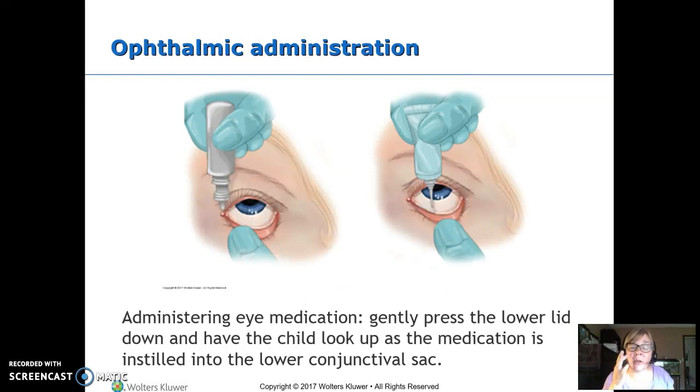Ophthalmic, you're going to do just like with the adult, pull down on that lower lid to make your conjunctival sac, drop in either your drops or put the ointment along the underside of the eyelid there along the conjunctiva, but be careful not to touch the tips because you don't want to contaminate the rest of that tube or the drops.